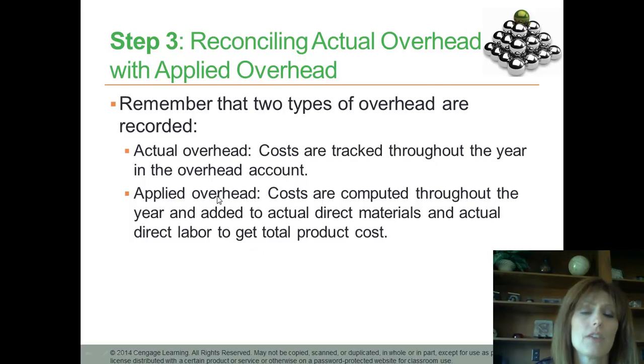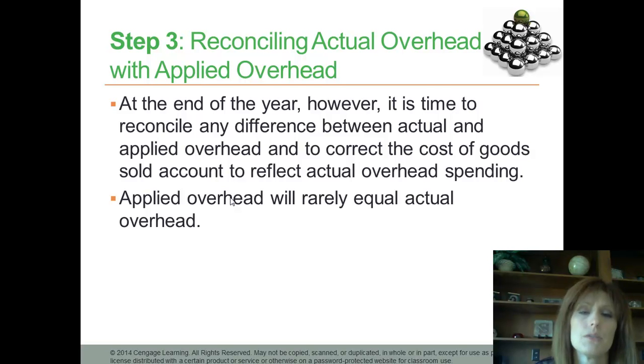The applied overhead is what I predicted would happen and applied to the jobs. So I'm going to keep applying those all through the year. I'm going to be wrong. Very, very rarely would I be 100% right on actual versus applied. So I'm going to be wrong, and I'm going to have to reconcile it at the end of the year. Hopefully I'm not off by much, but I do have to fix it.